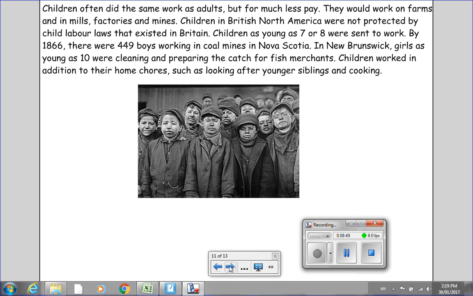By 1866, there were 449 boys working in coal mines in Nova Scotia. In New Brunswick, girls as young as 10 were cleaning and preparing the catch for fish merchants. Children worked in addition to their home chores, such as looking after younger siblings and cooking.